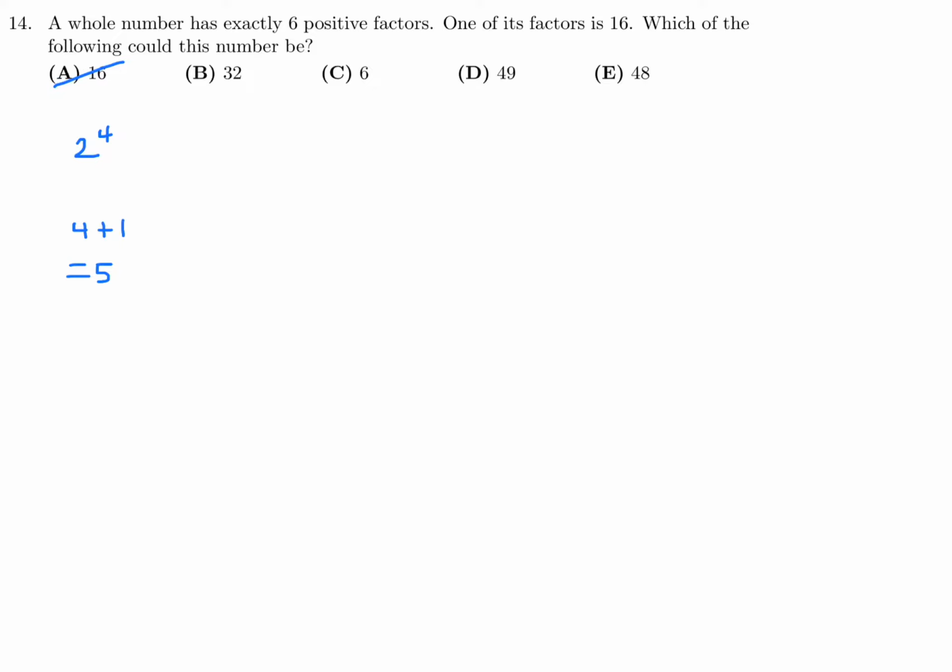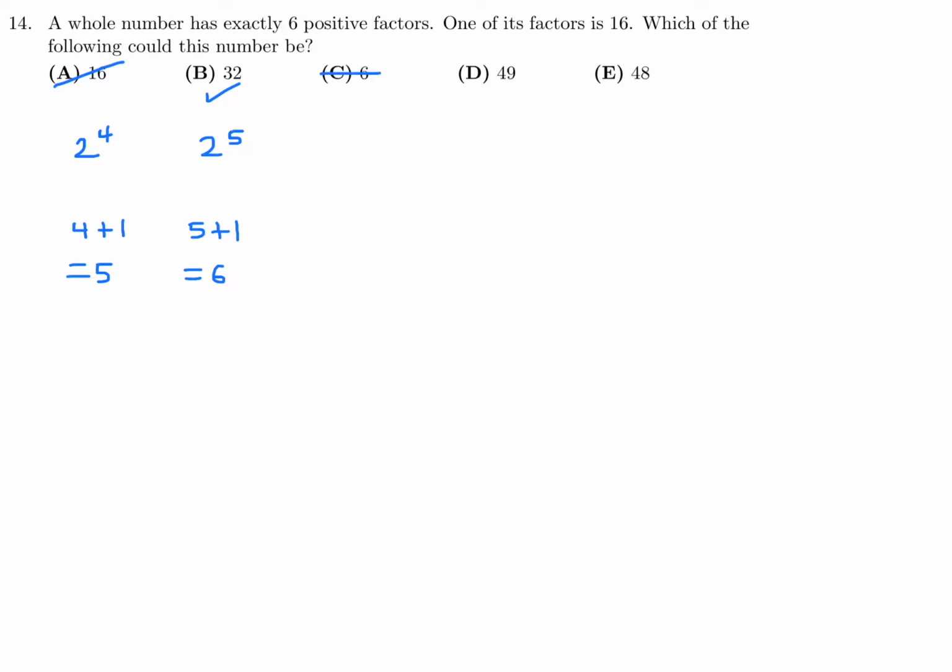32 is 2 to the power of 5. The number of factors is the exponent plus 1. In this case, it's 6. So that is the right answer. Let's just keep going here. 6. One of its factors has to be 16. Well, 16 is not a factor of 6, right? That doesn't make any sense since 6 is less than 16.